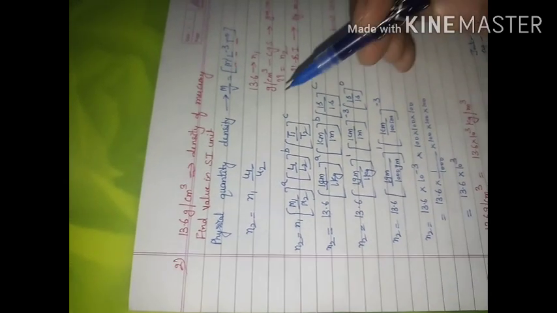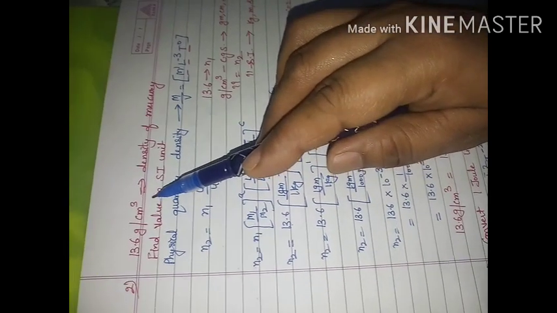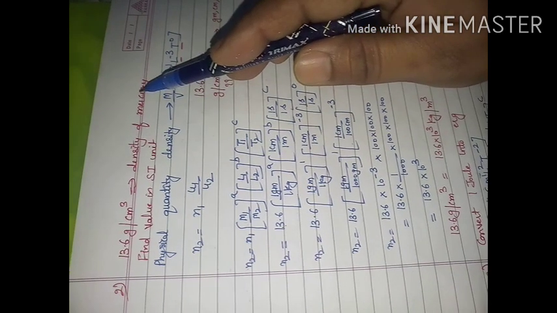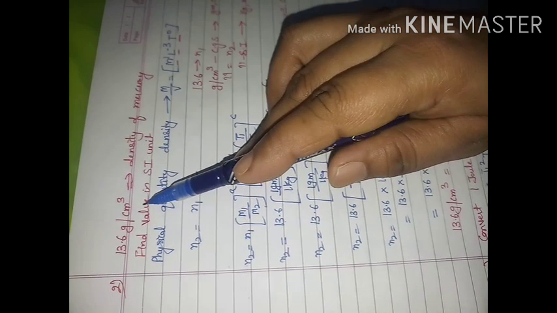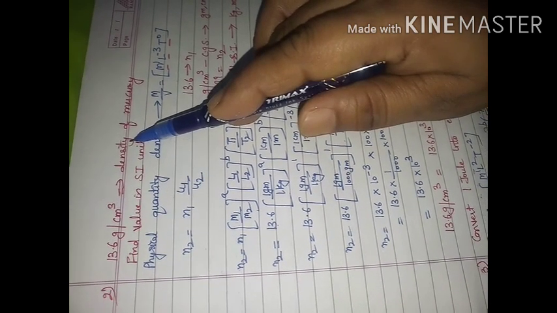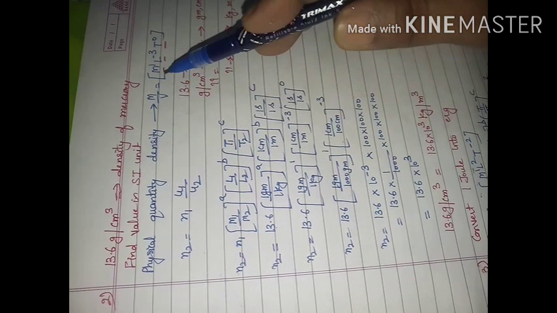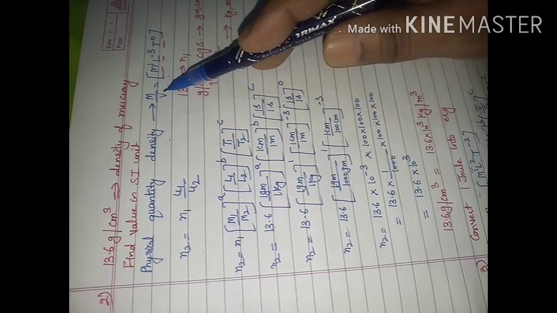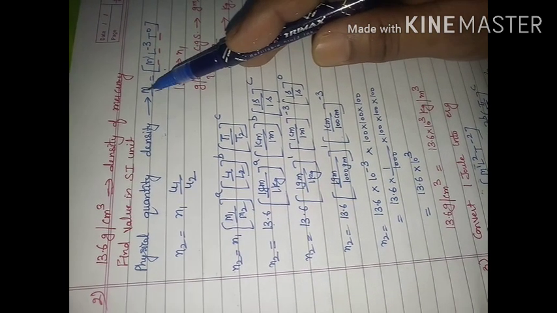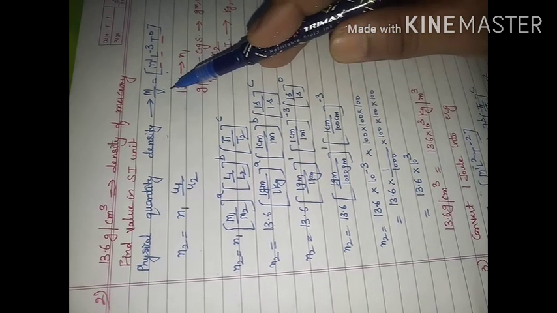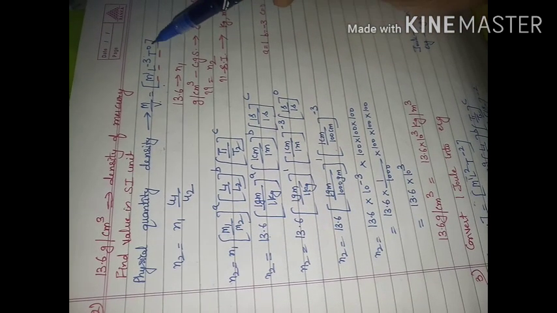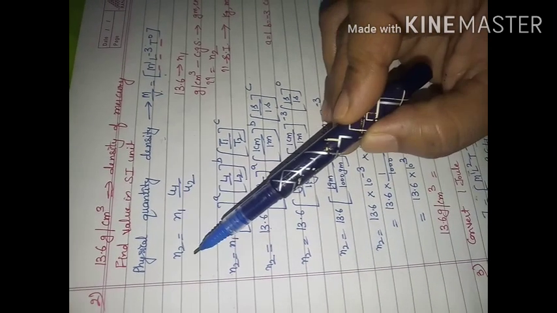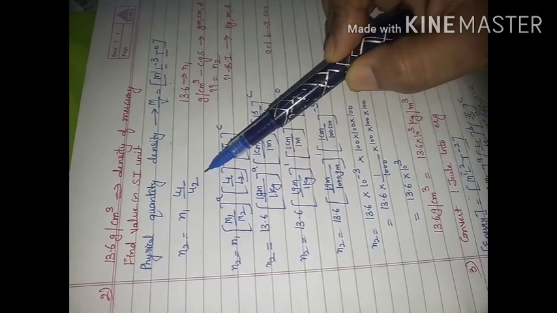Let us do practice with one more numerical. Here we are given 13.6 gram per centimeter cube. This is density of mercury, and we have to find its value in SI system of unit. So gram per centimeter cube, this is representing density. We know physical quantity, we will go for its dimensional formula. Density is equal to mass upon volume. Dimensional formula for mass will be M1 and for volume it will be L3. So when it will go in numerator, it will change to M1 L raised to power -3 T raised to power 0. We will use equation N2 is equal to N1 U1 upon U2.